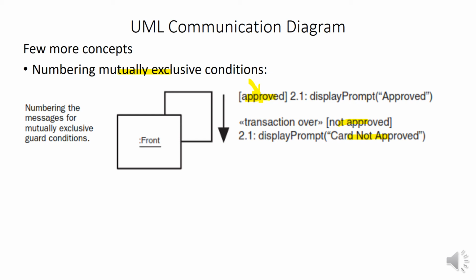So if the request is approved, then it will display the prompt to the user, and if not approved, in that case the transaction will be over and it displays the prompt that the card is not approved. As you can see, the numbering of both the messages is the same, because only one executes at one time. So to represent mutually exclusive conditions, we use the same number.